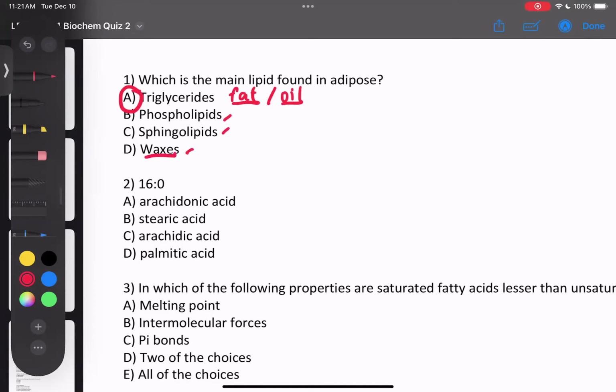Actually, waxes are also storage lipids, but more of in plants, di tulad sa ating mga animals na triglycerides. Phosphines do not have any storage function. So more of specifics like say phospholipids, they are membrane lipids. Sphingolipids are also membrane pero more of concentrated on the nervous system.